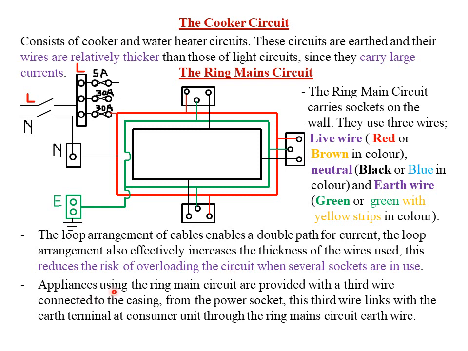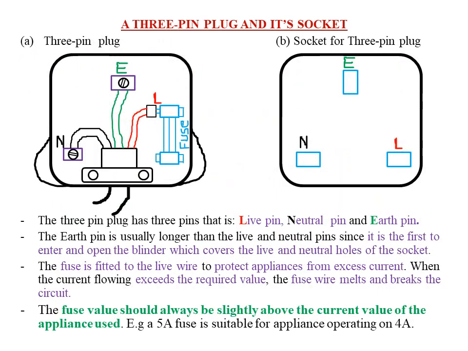Then we are saying that appliances using the ring main circuit are usually provided with a third wire connected to the casing. So from the power socket, this third wire links with the earth terminal at the consumer unit. So that is it. Next, we look at the 3-pin plug and its socket.